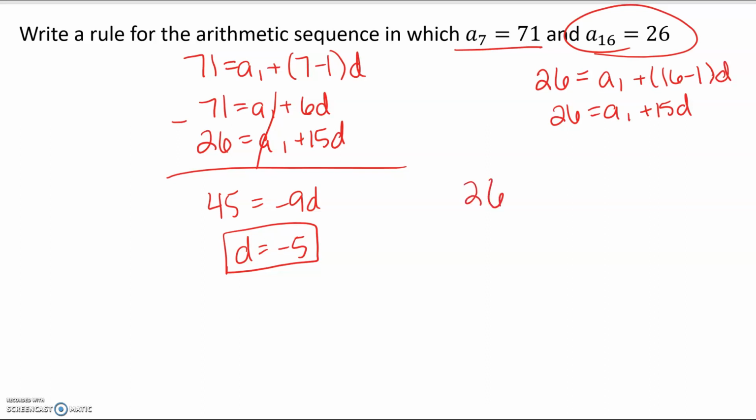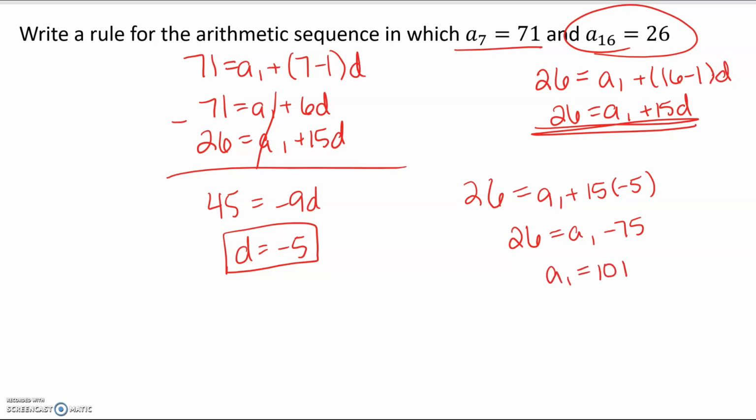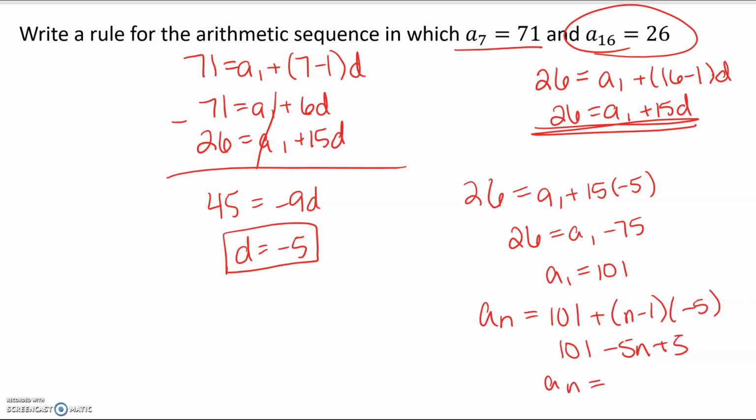Then the next step is to use one of the equations to solve for your first term. So I'm plugging in that common difference. I'm getting that 26 equals my first term minus 75. So my first term is 101. And the last step is to plug that into the equation. So I have 101 plus n minus 1 times my common difference of negative 5. I'm going to simplify that as much as I can. And my rule is negative 5n plus 106.